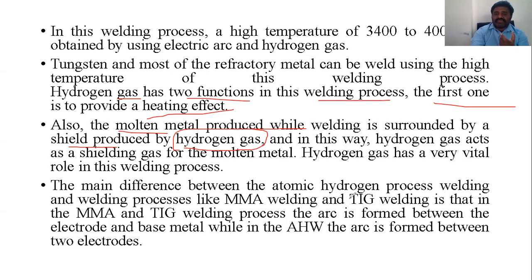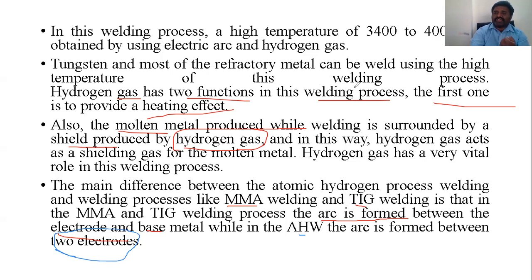The main difference between the atomic hydrogen process and welding processes like manual metal arc welding and TIG (tungsten inert gas) welding is that in those processes the arc is formed between the electrode and the base metal, while in atomic hydrogen welding the arc is formed between two electrodes. That is the main difference here.